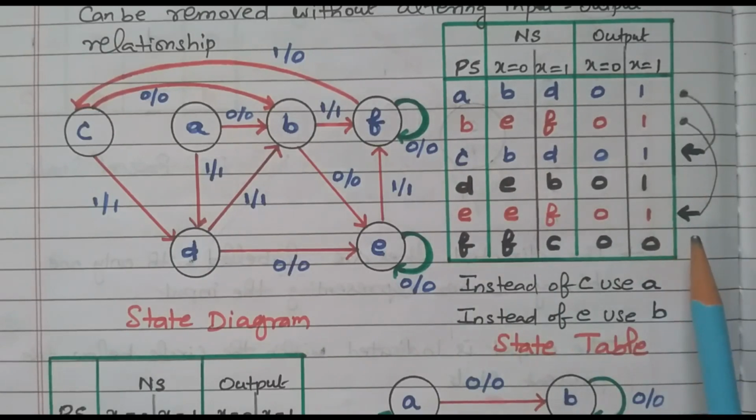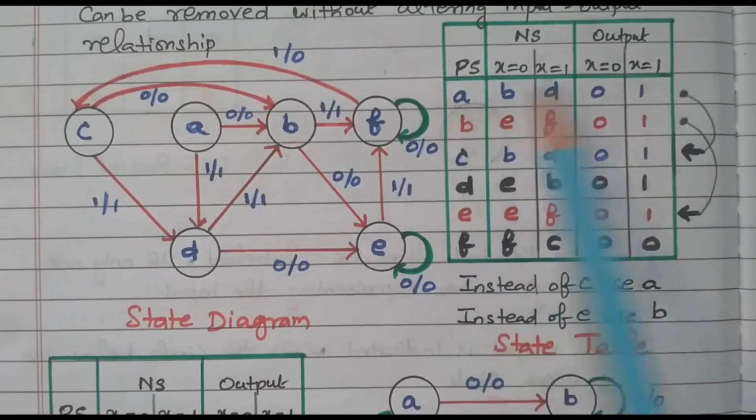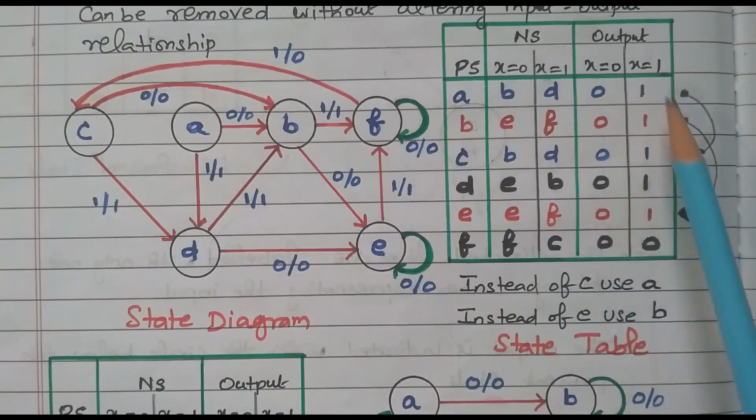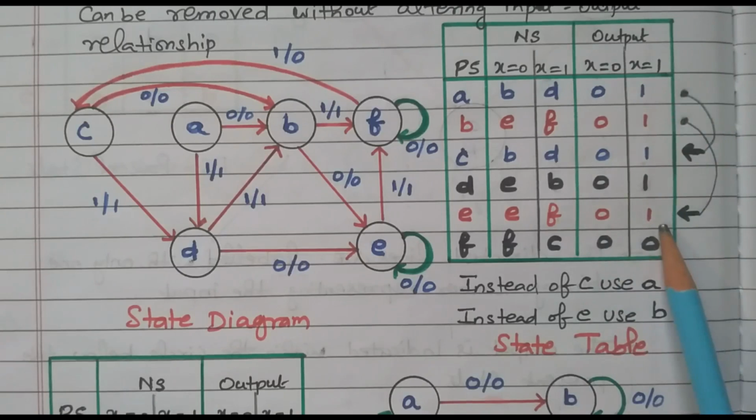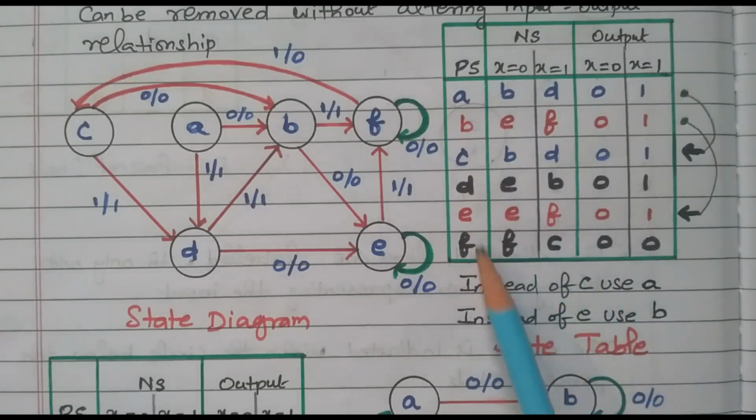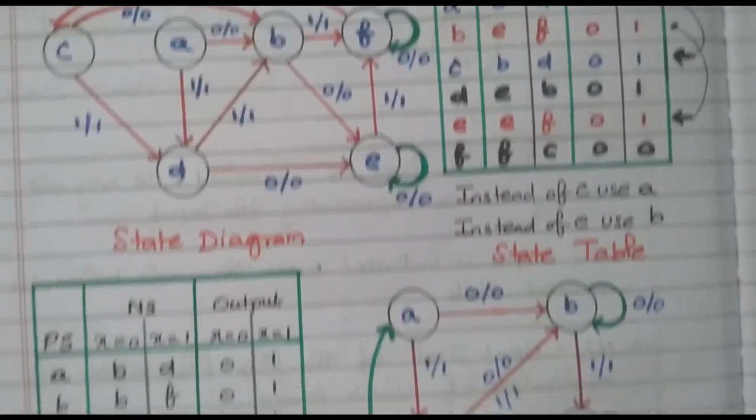That is called state reduction, right? By analyzing the table, there are two repeated states available, first and third row, second and fifth row. So the third row and fifth row are eliminated. Correspondingly, C is used as A, E is used as B. Now we'll see the reduced state table. Here 6 rows were available. Now 2 rows are reduced, so only 4 rows will be available.